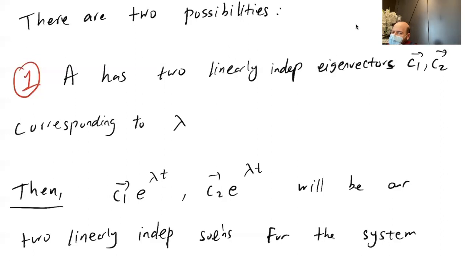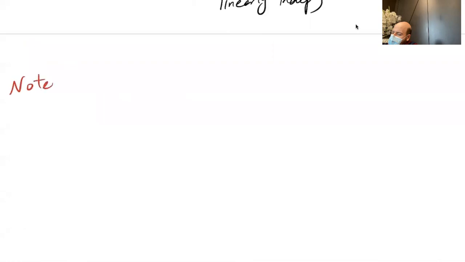Now, before moving on to case 2, when do you think this situation happens? If A has two linearly independent eigenvectors and A is 2 by 2, what can we say about A? So note that this situation occurs. By this situation, I mean A having two linearly independent eigenvectors.